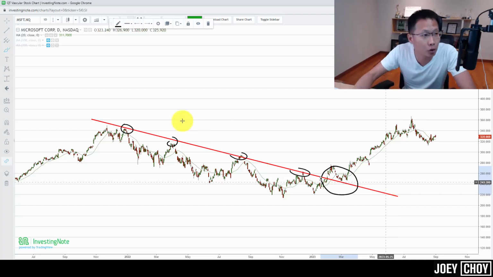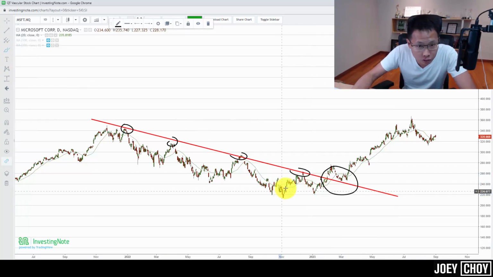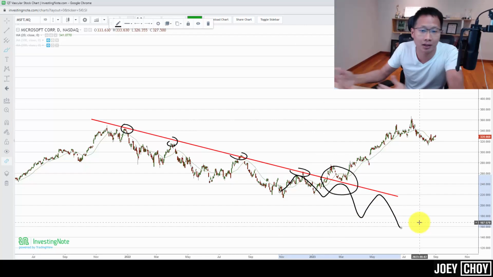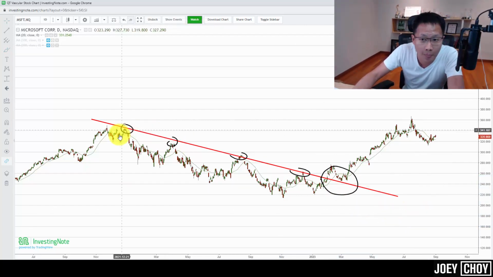Does it make sense? Of course, if we continue to stay below this red line, and this might happen, it might just go down and down and down. And if you're buying and buying, then you want to be careful. You can go from 340 all the way down to like 220.